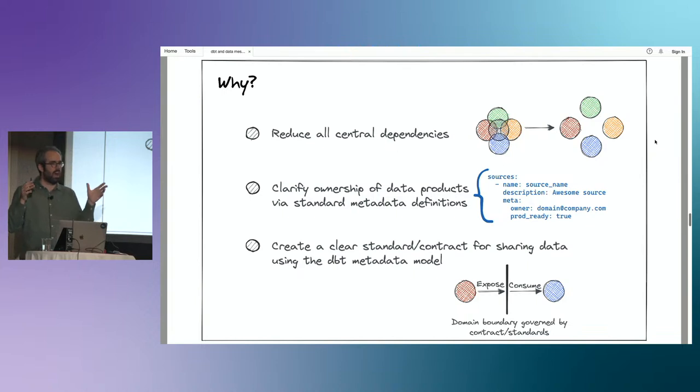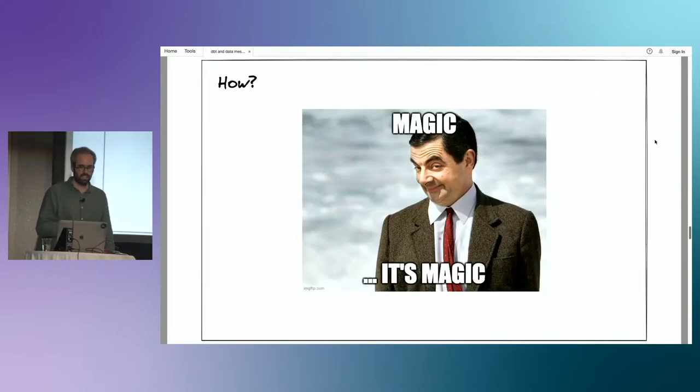And this is how it would look at a high level in a data mesh. You have some domain that exposes some data, and then some other domain that consumes this data. And in the middle is what we declare as a domain boundary, governed by the contract standard that you define. So you should define some standards in this boundary, and this is what I think DBT is actually really good at: defining some sort of standard around your data products. So is it magic?